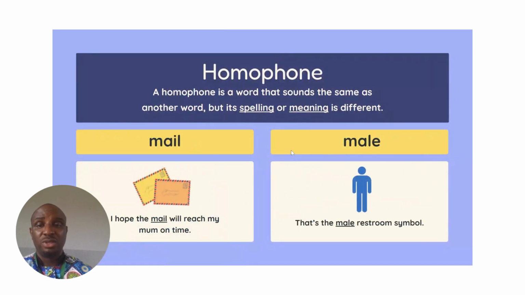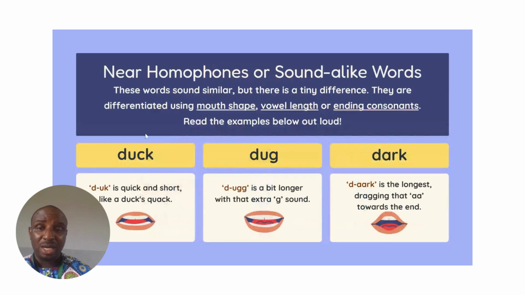Let's say this one. Male as in email, male as in letter. Then male as in a female, sorry, male, the masculine gender. You see, they sound alike, but they have different spelling, different meaning.